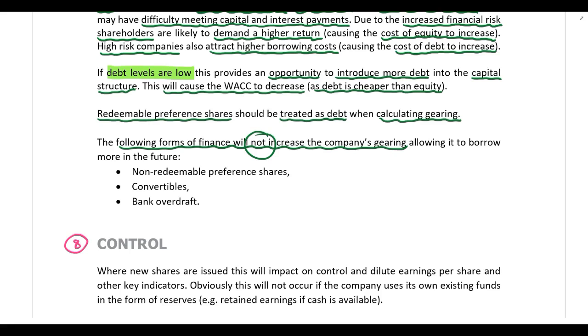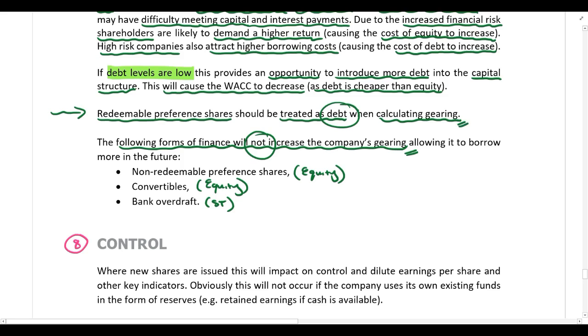And a bank overdraft is not included in your gearing calculations, guys, because a bank overdraft is short-term in nature. And when calculating gearing, we only look at long-term or permanent sources of capital. So non-redeemable preference shares will be treated as equity. Convertibles will be treated as equity. And the bank overdraft is not included because it is a form of short-term finance and not long-term finance. So these will not impact on the gearing of the company. On the other hand, redeemable preference shares will be treated as debt, and they will impact on gearing.